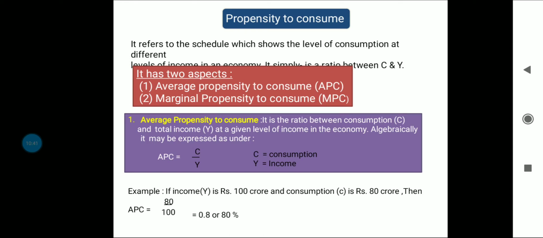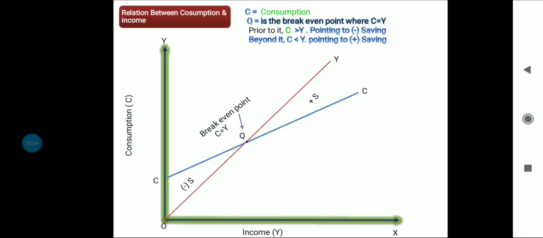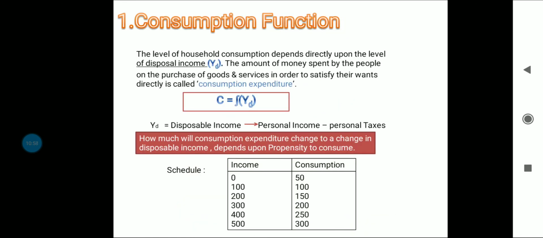What does it mean? If there is an increase in the level of income of rupees 100, there will be an increase in the level of consumption of rupees 80. In our schedule, we can understand that if income increases from 100 to 200, the consumption will increase from 100 to 150. So what will be the value of APC over here? APC means C/Y. What is C? That is 150. And what is Y? That is 200. So 150/200 will be 0.75. What does it mean? That 75% of the income will be used on consumption.